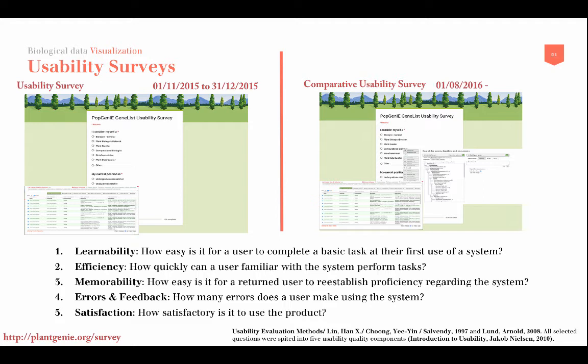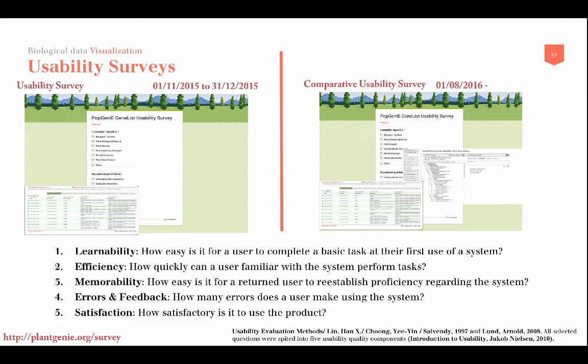We created the survey based on 5 usability components. Those are learnability, efficiency, memorability, error and feedback, and satisfaction. All those components are based on previous literature. We started the first survey on 1st of November 2015 and it went until the end of December. And then we started the comparative usability survey from August 2016. It will be continuing for the next few months until the end of this year.